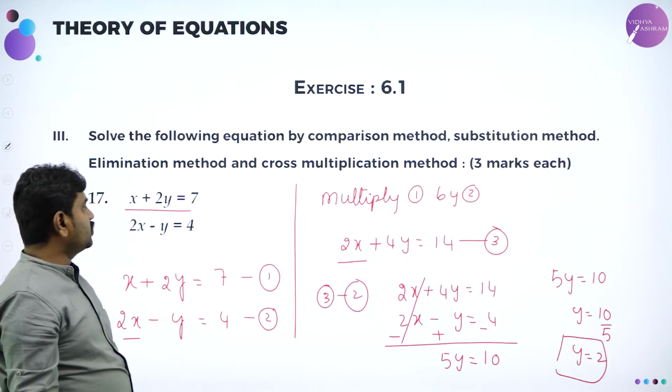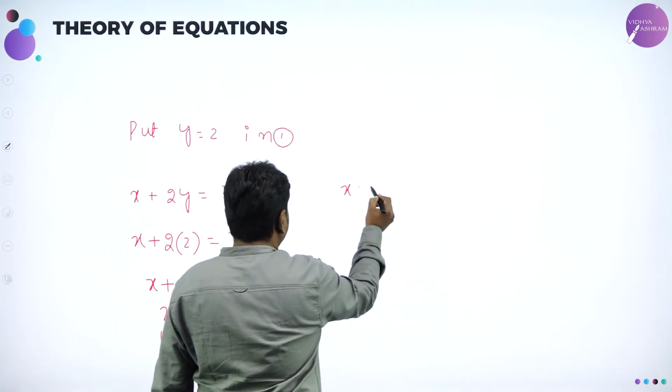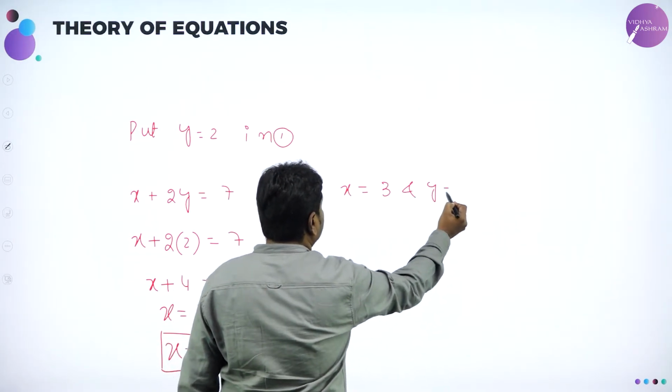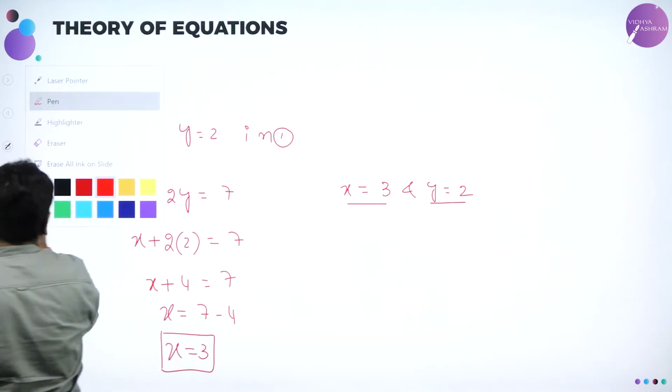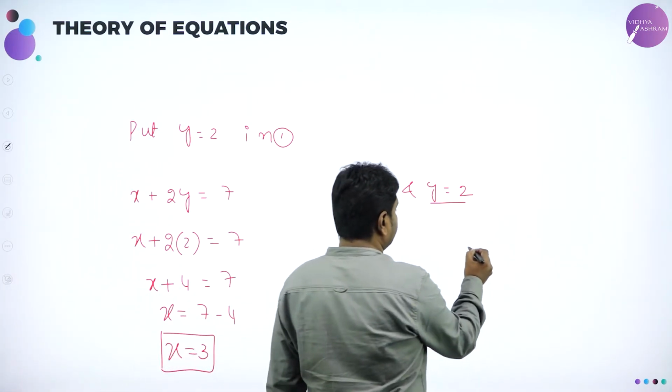Solve means find the unknowns. Two unknowns were there, x and y. We got both. So what is the answer? x is equal to 3 and y is equal to 2. I am repeating, verification is not a necessary process, but always verify so that you can confirm your answer.